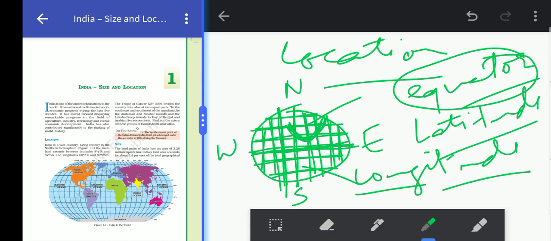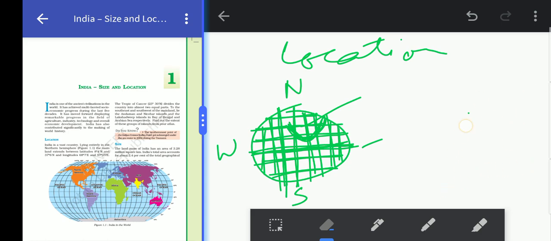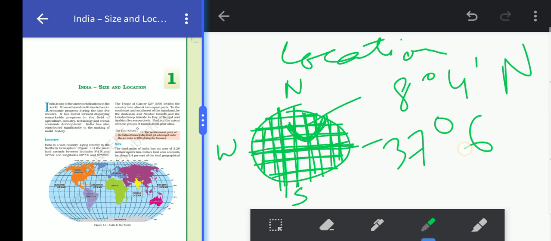Now if you try to find out the exact location, you can say that India is situated between the latitudes of 8 degree 4 minutes north and 37 degree 6 minutes north. This is the way you write it. 8 degree 4 minutes north, and another is 37 degree 6 minutes north. So India is between these degrees.